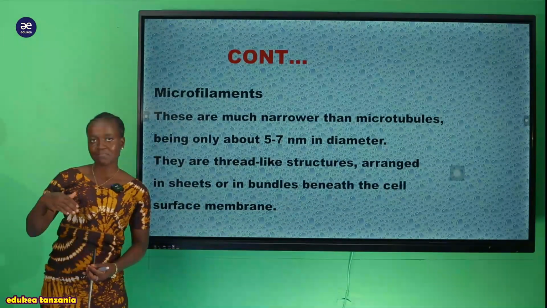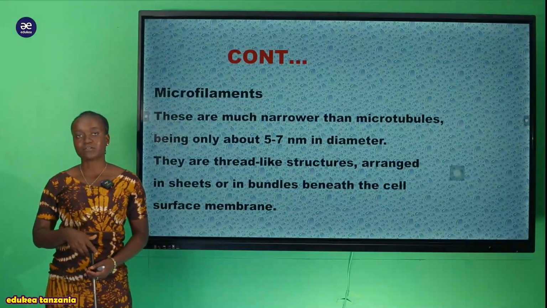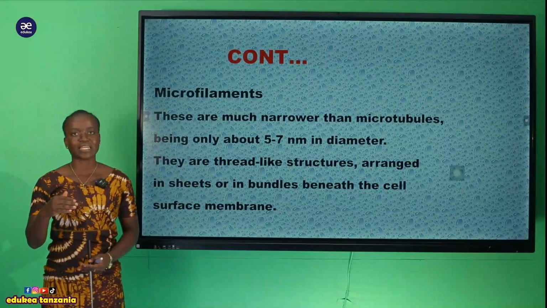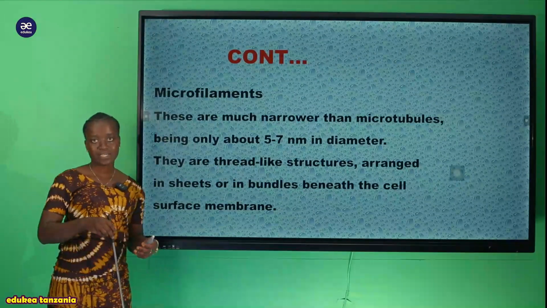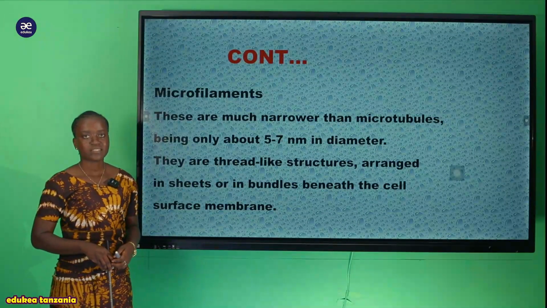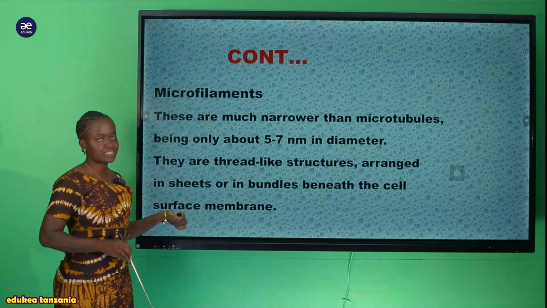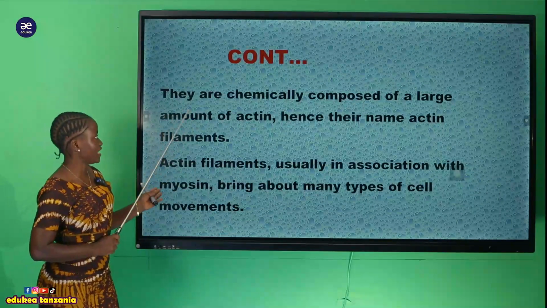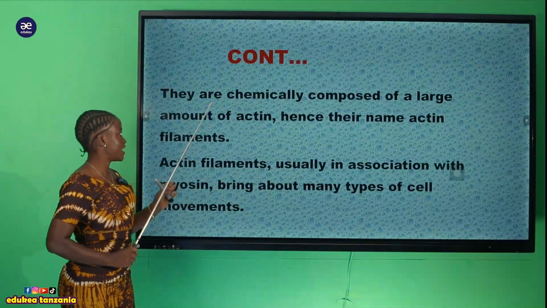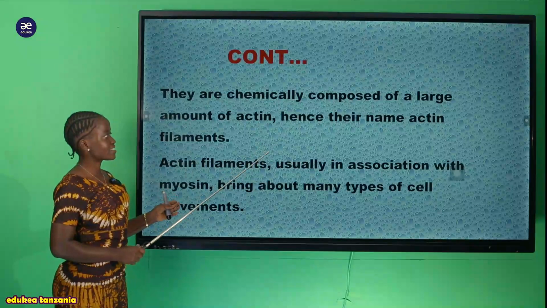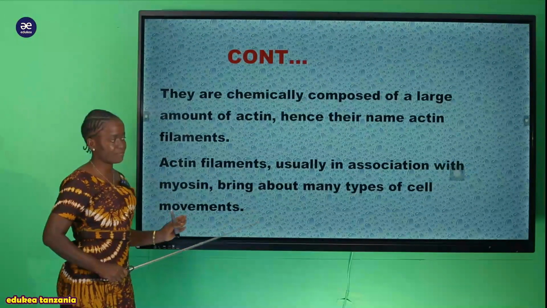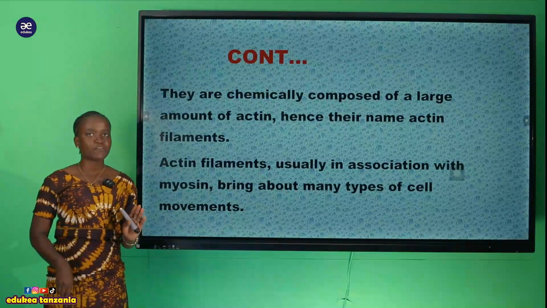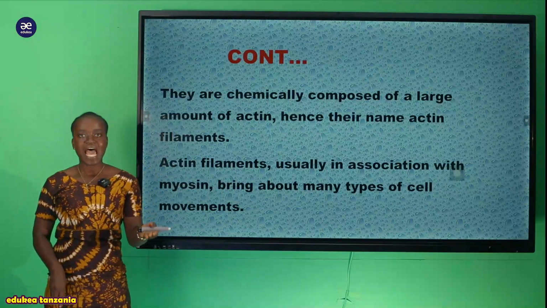Kwa baada ya cell membrane ndipo ambapo unazikuta hizi microfilament, zimejiarrange beneath, karibu sana na ile cell membrane. Inaweza ikawa ya animal cell au ya plant cell, ndipo ambapo unaweza ukazipata hizi microfilaments. So these microfilaments, they are chemically composed of a large amount of actin, hence they are named the actin filament. So sometimes another name of the microfilament, they are termed as the actin filament.